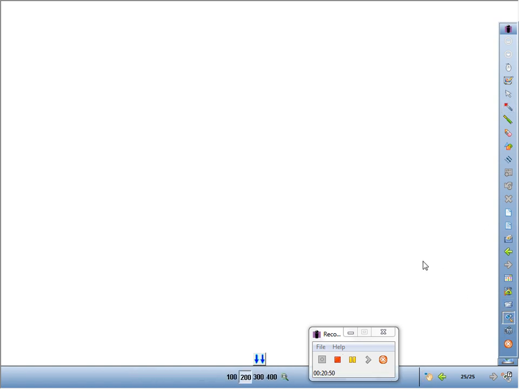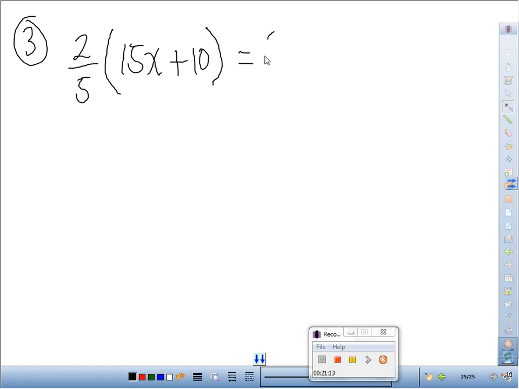Let's see. Here we go. So example, what number are we on? 3. Example 3. Copy this down, please. 2/5, open parentheses, 15x plus 10, close parentheses, equals 2/3, open parentheses, 9x plus 12, close parentheses, plus x.